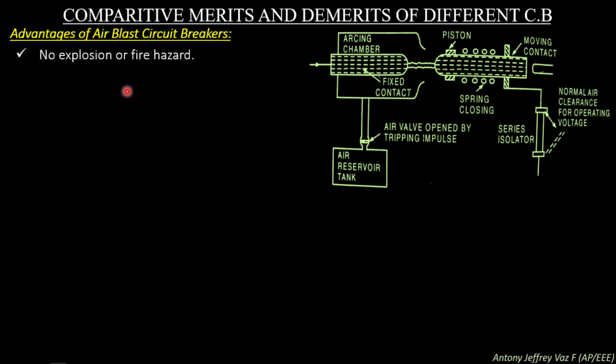Next we are going to see the advantages of the air blast circuit breaker. No explosion or fire hazard, since air is present in the arcing chamber, so the arc in the air cannot create any fire hazard because air does not support fire. So the fire hazard is totally eliminated in air blast and air break circuit breakers.